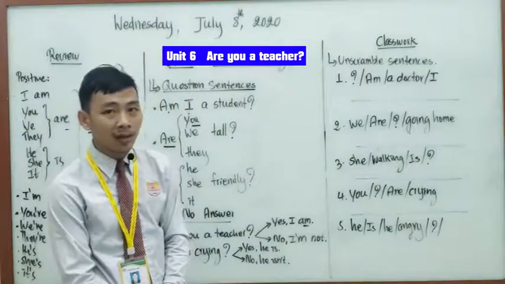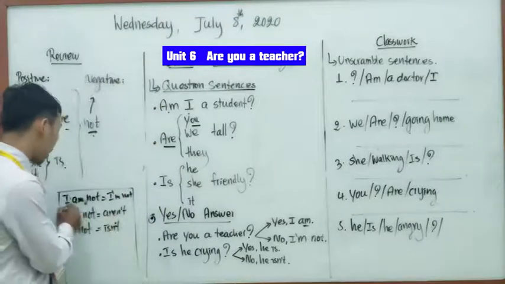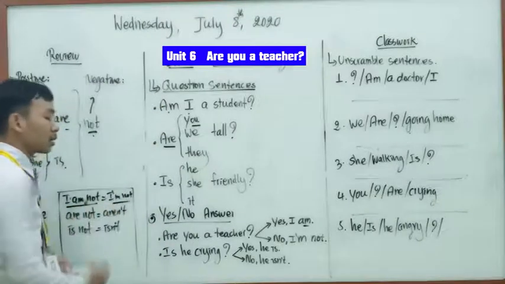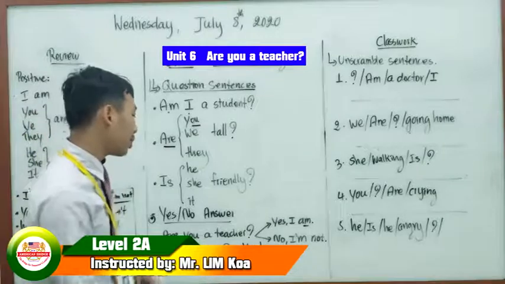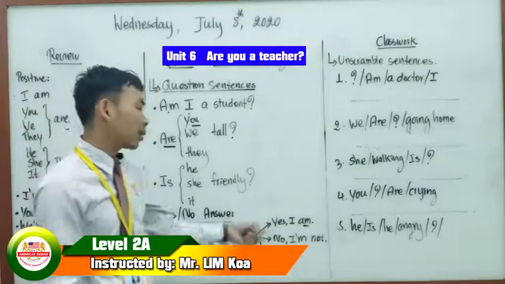Or you can say no, I am not. As you see here, am not or I'm not. Okay? Good. I am not or no or I'm not. You can write whatever you want.